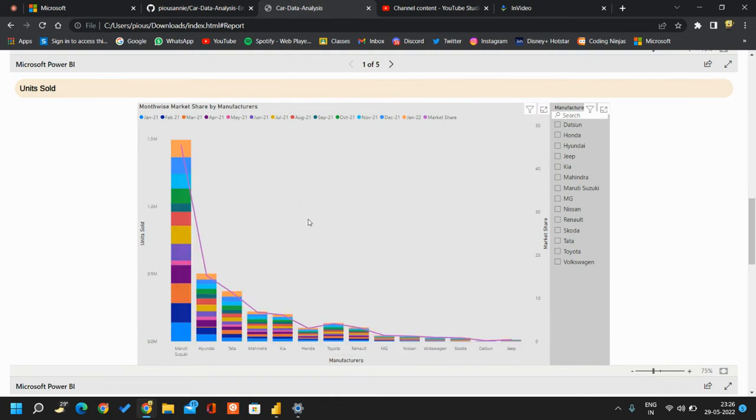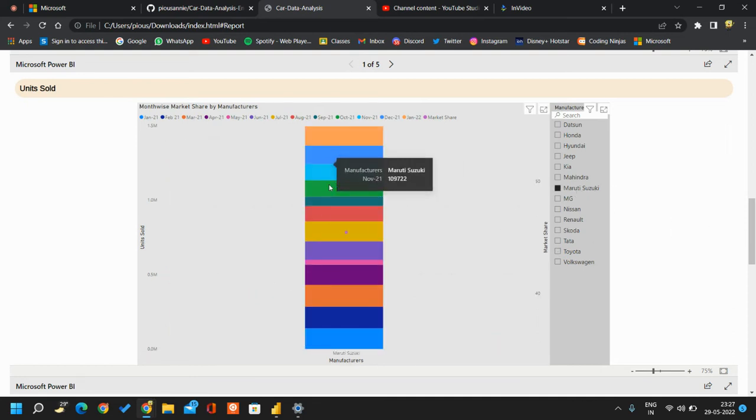So we had to gather data from the internet about the various car manufacturers and their month-wise number of units sold. So here we have the data, for example, for Maruti Suzuki, and the pink line here represents the market share of the various companies. So, for example, Hyundai has a 15% share in the Indian market. Again, you can easily use the slicer to be able to understand the graph better.